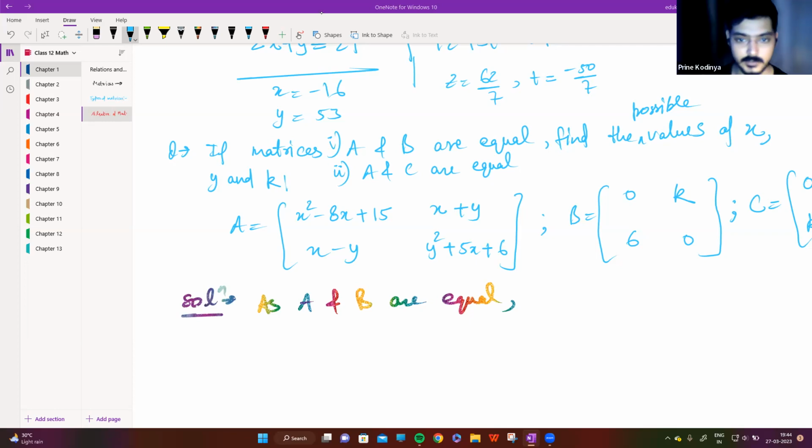Okay, what are the three equations that you get? As soon as you get A and B are equal, what are the equations that you get? I'm saying that A and B are equal. What does that mean? Start with this. If A and B are equal, what does that mean? It means that their corresponding elements are equal.